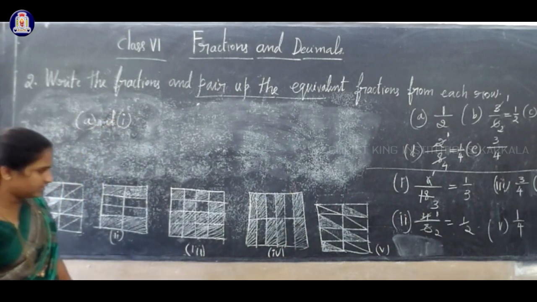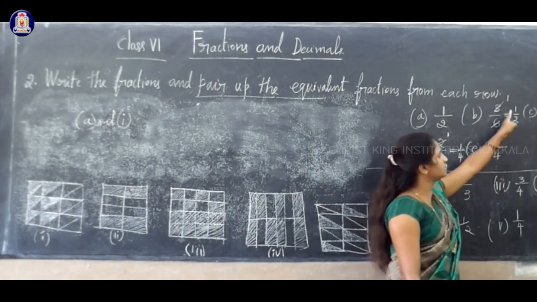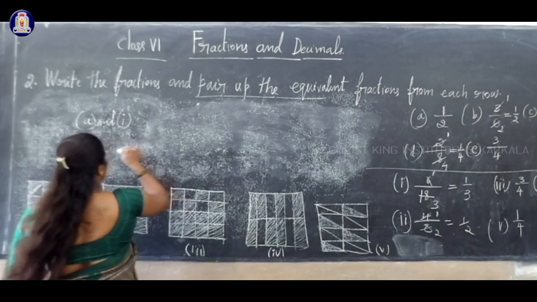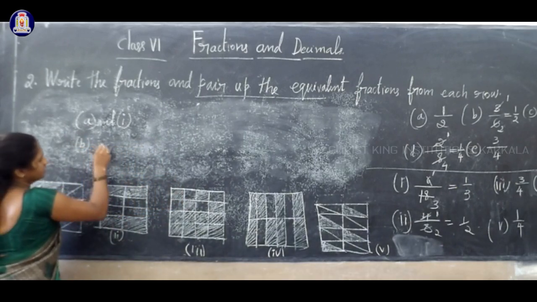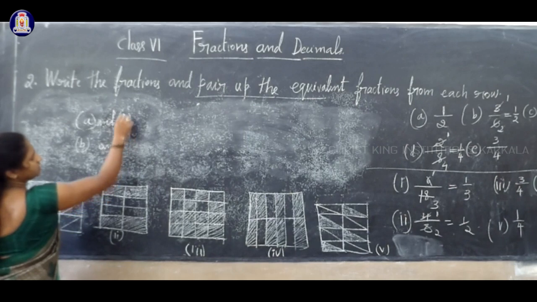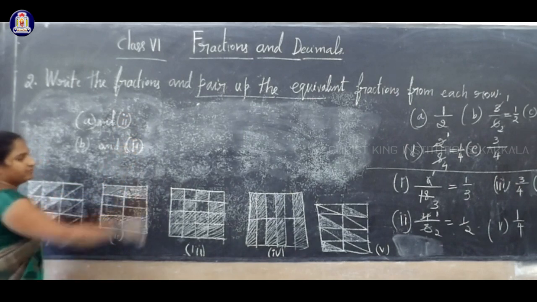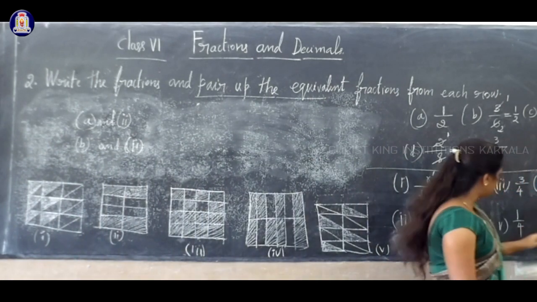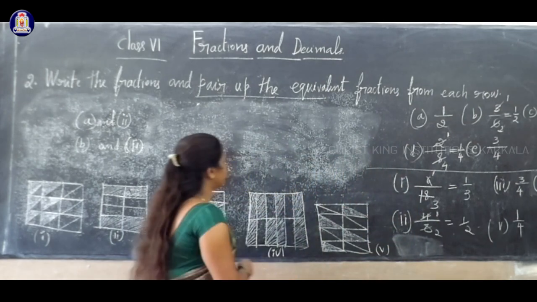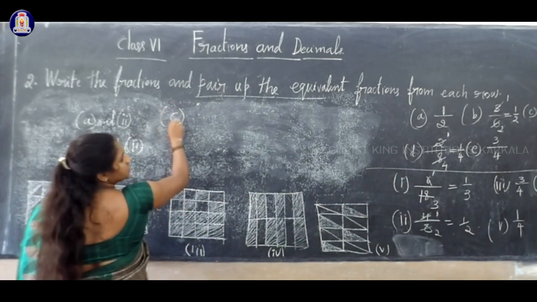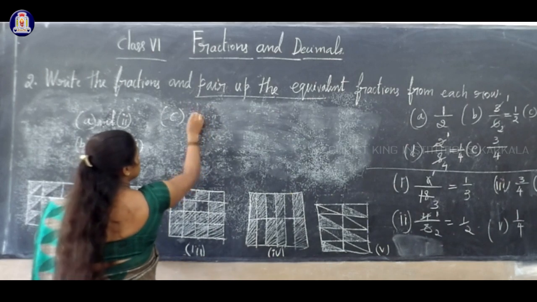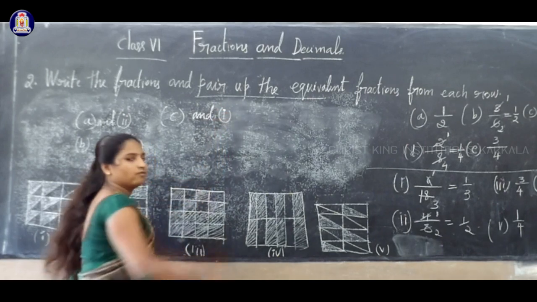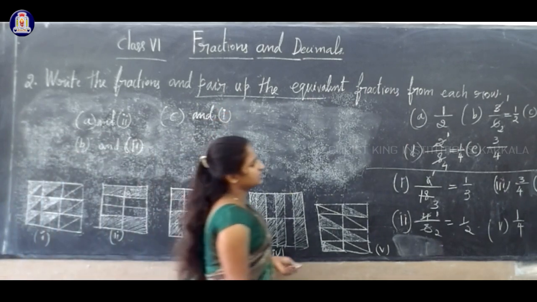So next, is there any other equivalent fractions? Second figure, the fraction is 1 by 2. And here the second figure is also 1 by 2. So these are also equivalent fractions, B and the second one. Is there any other? Now the third figure is 1 by 3. The first figure also is 1 by 3. So write C is 1 by 3, C and the first figure, they are equivalent fractions.